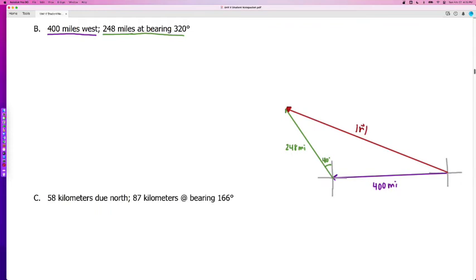Okay, so what do we know? Well, this is 90 degrees, which means this angle in here is 90 plus 40. It's 130 degrees. So again, same thing we did last time. I'm going to use the law of cosines to really quickly solve for the magnitude of this vector. So the magnitude of this vector squared is equal to 400 squared plus 248 squared minus 2 times 400 times 248 times the cosine of the angle between them, which is 130 degrees. When I plug that into the calculator, don't forget to take the square root. We get something like 590.79 miles. Okay, so there's our magnitude.